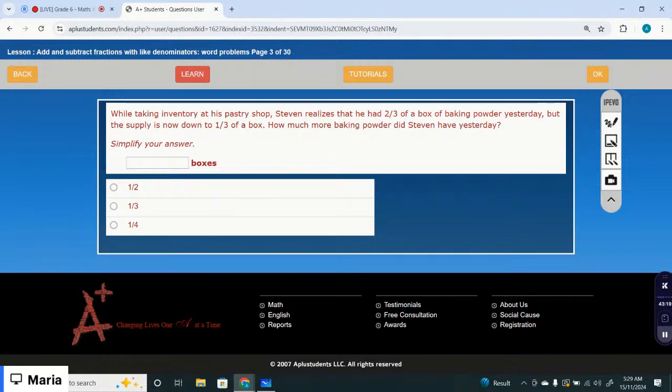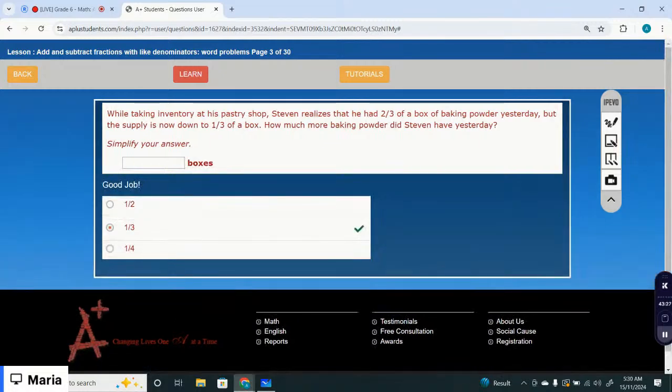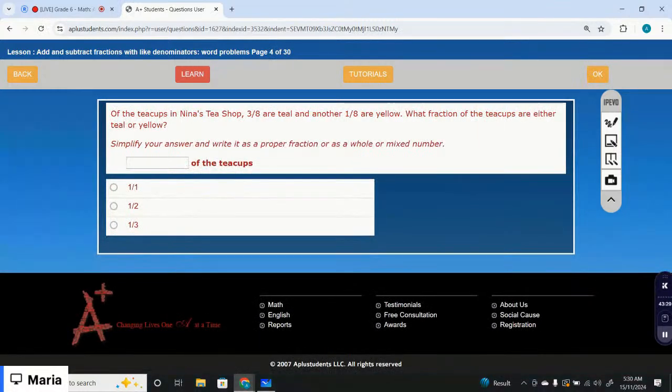The correct option is 1 over 3. Option number 2 is the correct option. Of the teacups in Nina's tea shop, 3/8 are teal and another 1/8 are yellow. What fraction of the teacups are either yellow or teal? Which is the correct option?